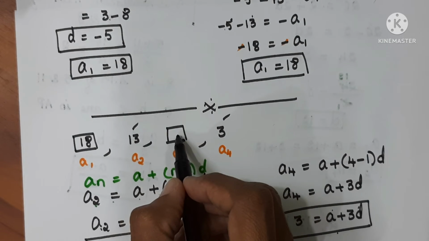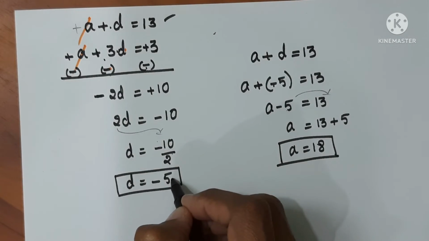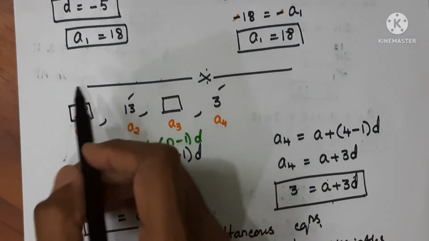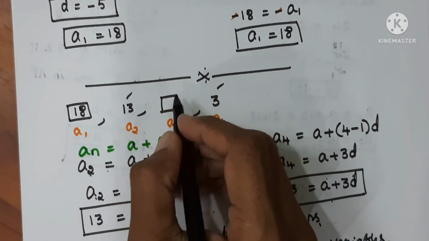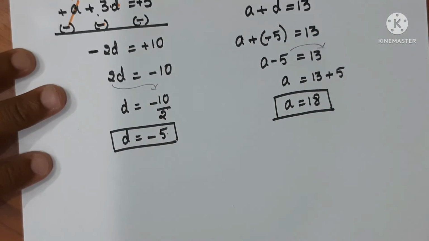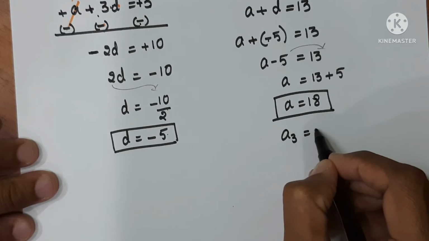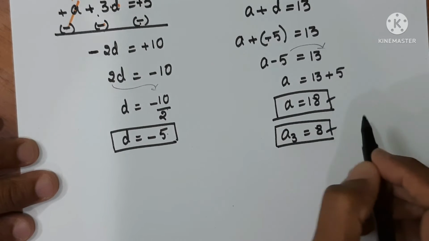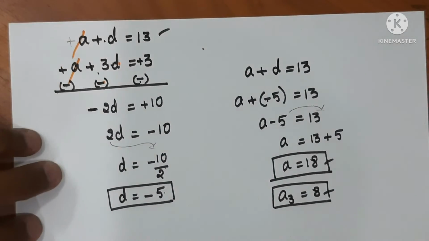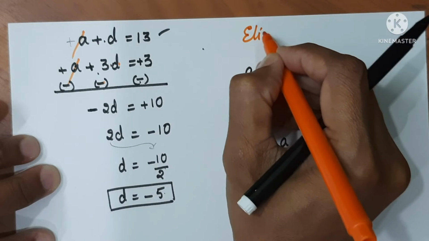Now we have to find the third term. Since we got the common difference as minus 5, we are going to subtract 5 from 13. After subtracting 5 from 13, we get 8. In this way, we can find the third term, as the first term is 18 and the third term is 8. In this way, we can find the value of a and d. Here we have used the elimination method of solving a pair of linear equations.